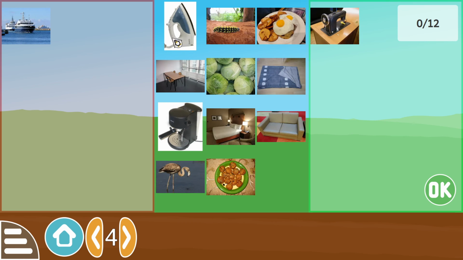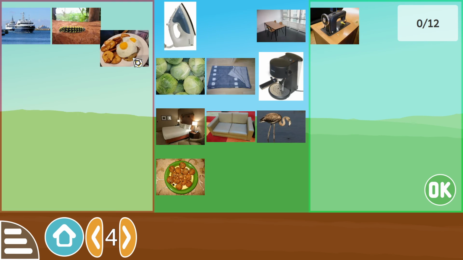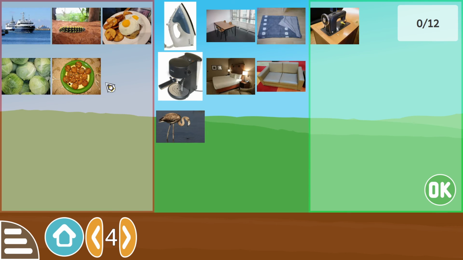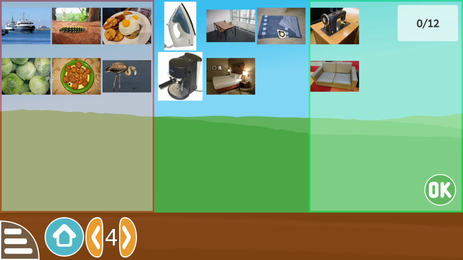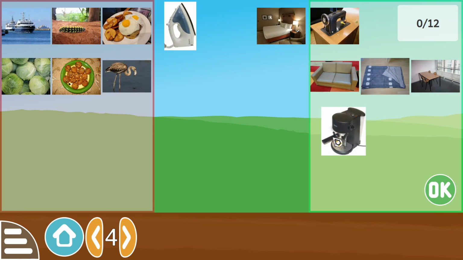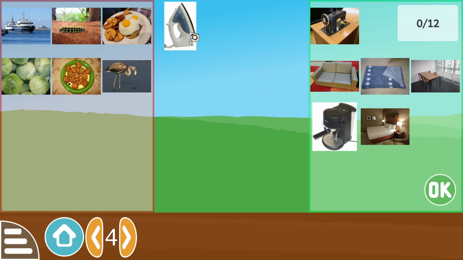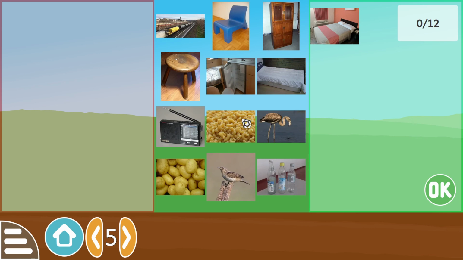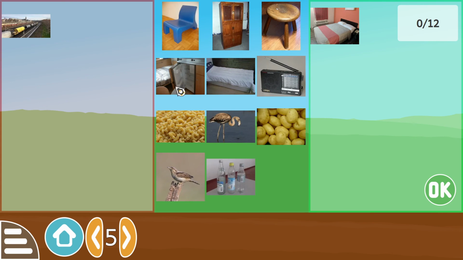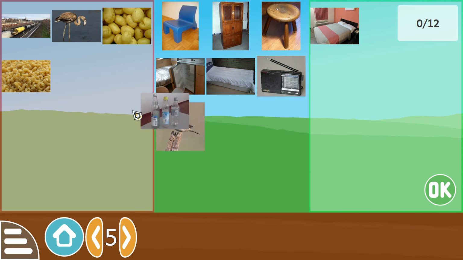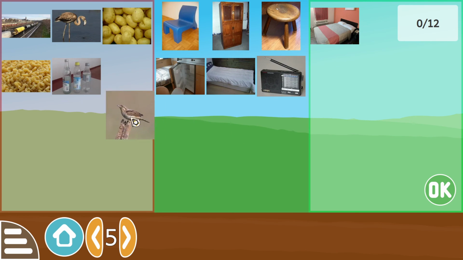So a boat isn't, nor is an insect or food. Let's get rid of some more food as well. And another bird, but a lounge. It looks to be a bed, table and chairs, coffee machine, another bed, and an iron. I think you'd all find them in a house. The train, definitely not. Bird, potatoes, macaroni and bottles, no. And another bird.